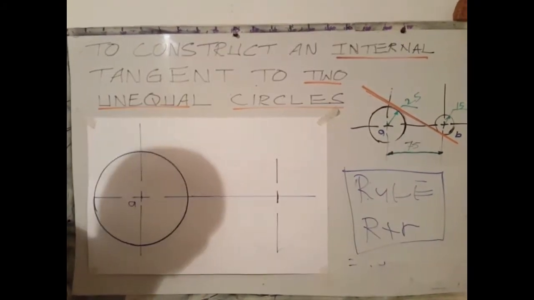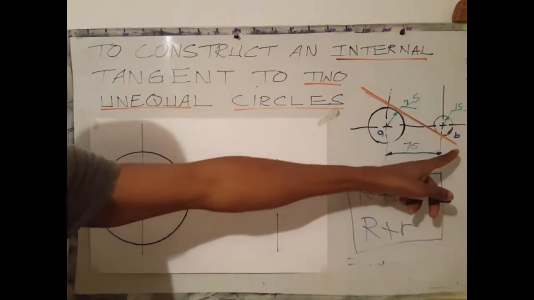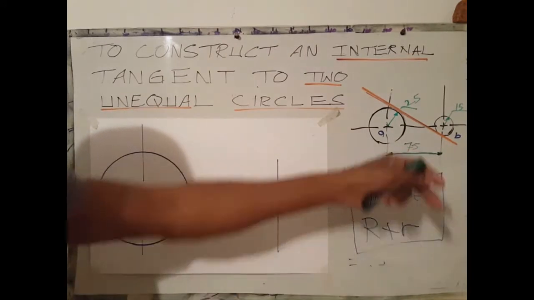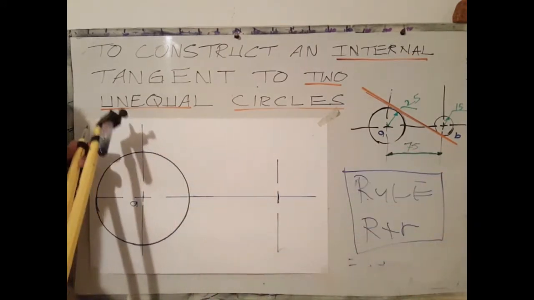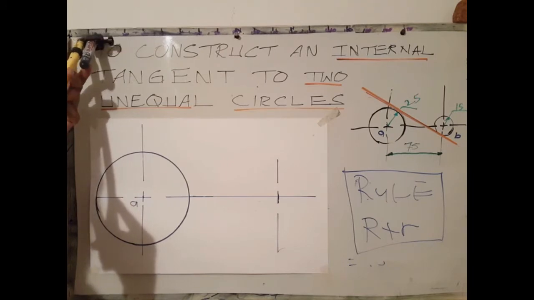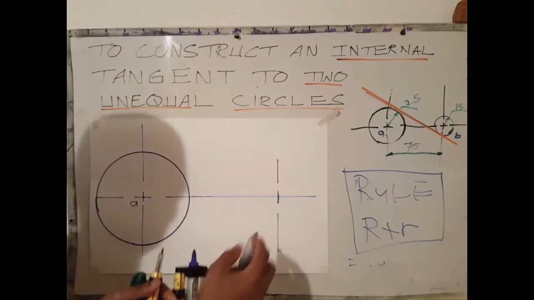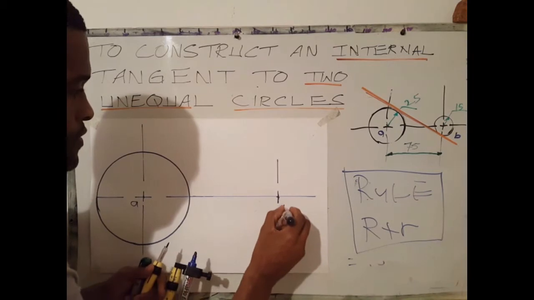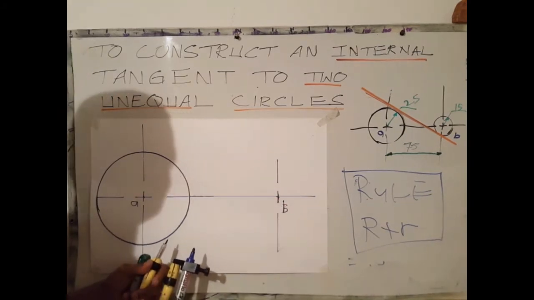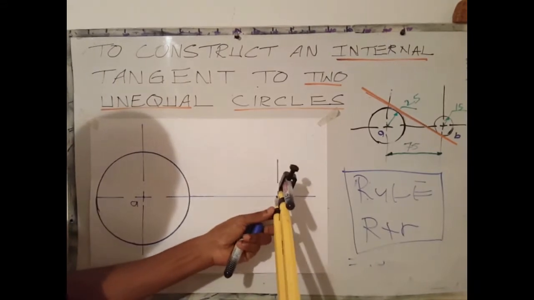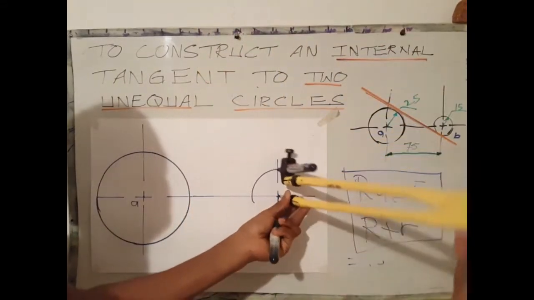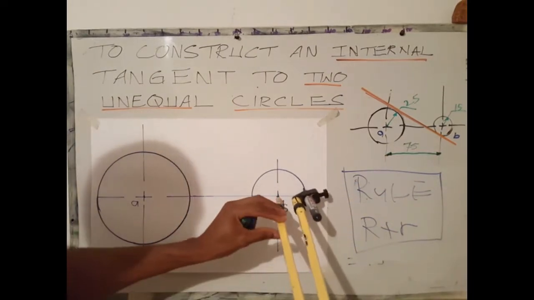The next step is to open your compass to 15 millimeters, which is the radius of circle B. Using point B as center, draw a circle, radius 15 millimeters.